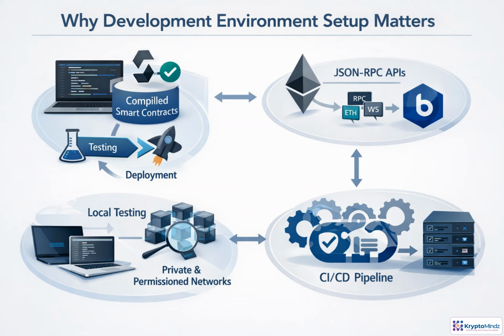Your development environment is the control point for everything you build with Besu. It keeps compilation, testing, and deployment predictable, so the same project behaves consistently across machines. It also gives applications a reliable path into Besu through JSON-RPC. Before anything reaches a private or permissioned network, you can test locally, catch mistakes early, and reduce setup-related failures in team workflows and CI/CD pipelines.